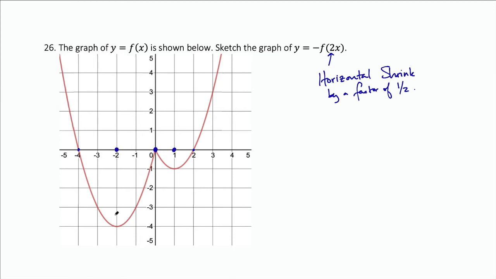I'm also going to use these local minimum points just because those are going to be kind of easy to track and will help me as I try to sketch it. So down here, I've again got an x value of -2, and if I multiply that by 1/2, I get -1. So that puts me right there. Right here, this minimum, I have an x value of 1, and if I multiply that by 1/2, I get 1/2, which puts me right there.